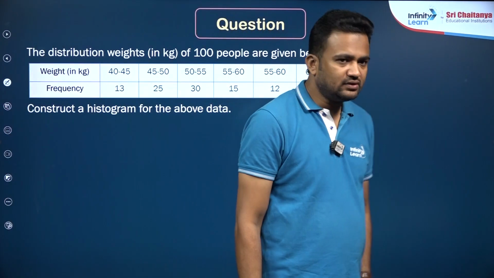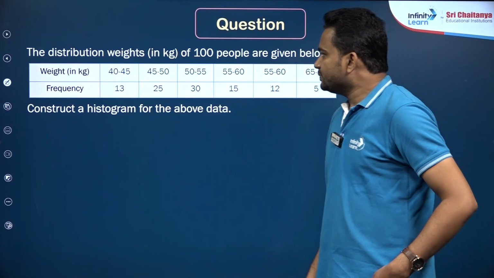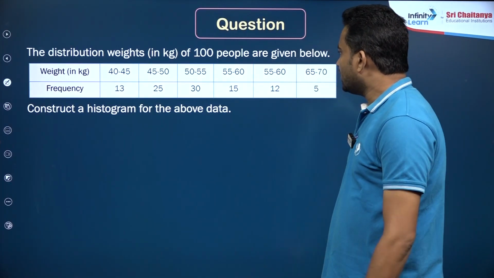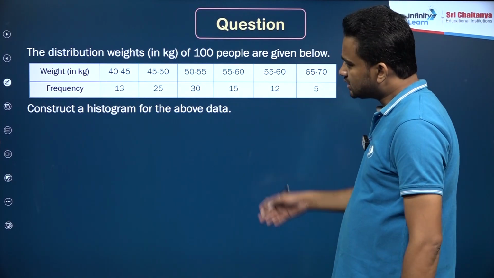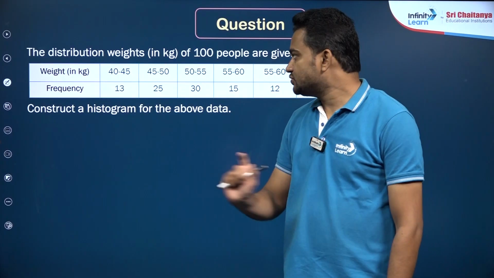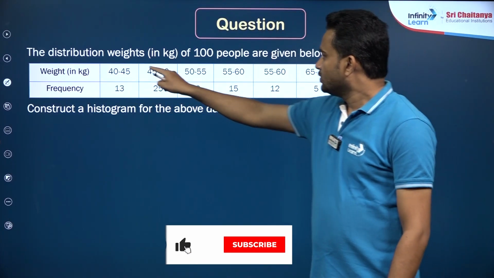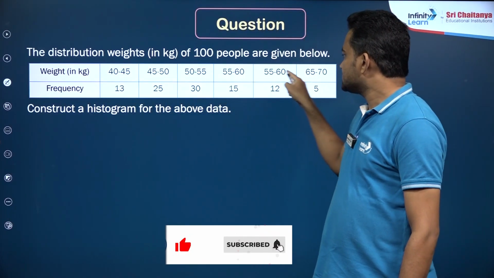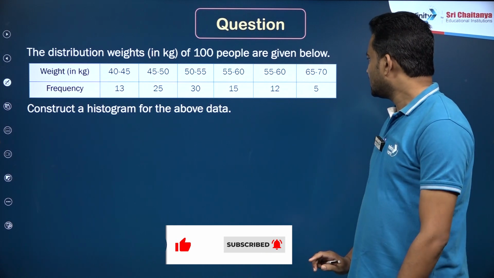Here we have first question. Distribution weight in kg of 100 people are given below. Construct the histogram for the above data. So first of all, check two things. It should be in exclusive form. 45, 45, 50, 50. Yes, this is in exclusive form, right?